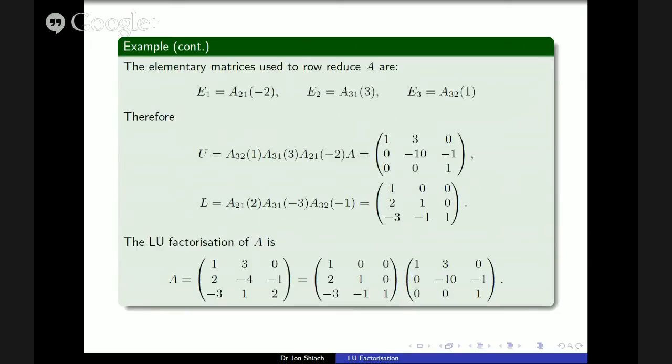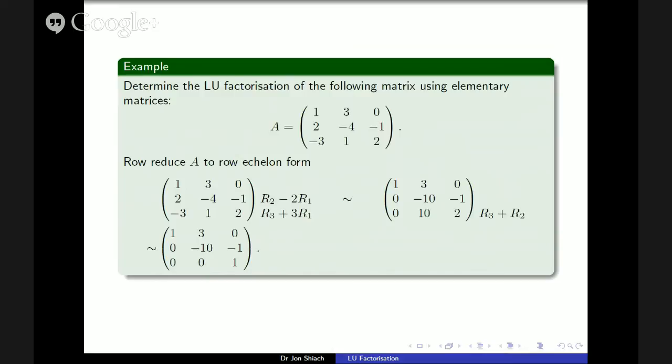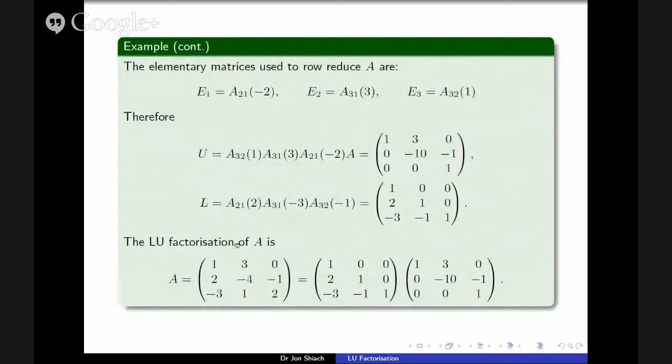So what did I do? Well, the first thing I did was add minus 2 lots of row 1 to row 2. The second row operation was to add 3 lots of row 1 to row 3. And the third operation was add 1 lot of row 2 to row 3. So E1 is this, E2, and E3. If I put them in reverse order and then multiply by A, that will give me U. Well, U was just what was left over after applying row operations, so I don't need to multiply those together.